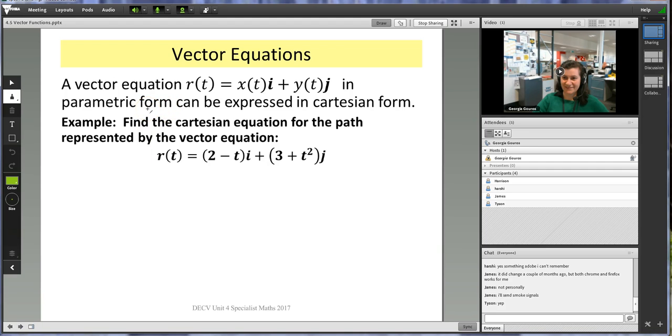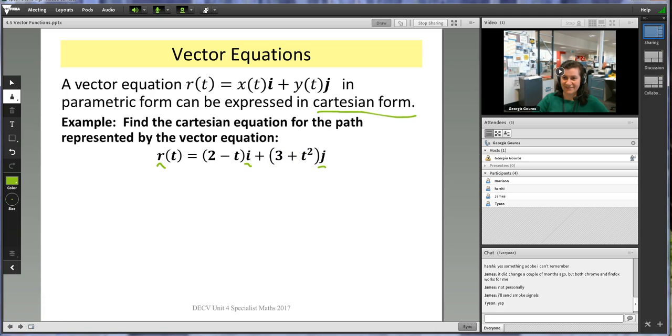So any vector equation made up of independent components as functions of time can be converted to a Cartesian form equation. So if for some reason you need to do that, you've got a vector function equation dependent on time here, where the i component is a function of time, 2 minus t, and the j component is a function of time, 3 plus t squared.